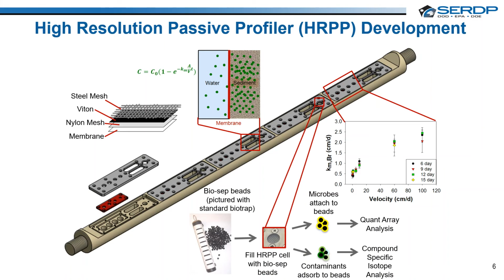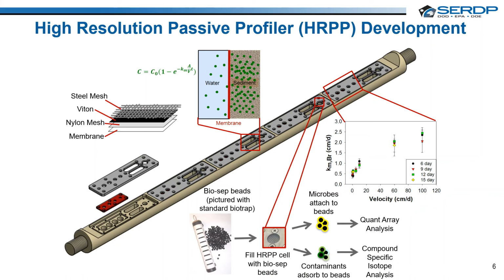We compared the sampler's results with other typical instruments like the membrane interface probe, hydraulic profiling tool, well measurements, nested well measurements, cores, and our data returned from the high resolution passive profiler was similar to other traditional measures, but had better resolution with about the same sensitivity.